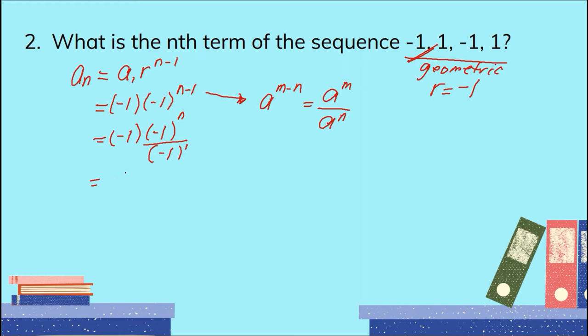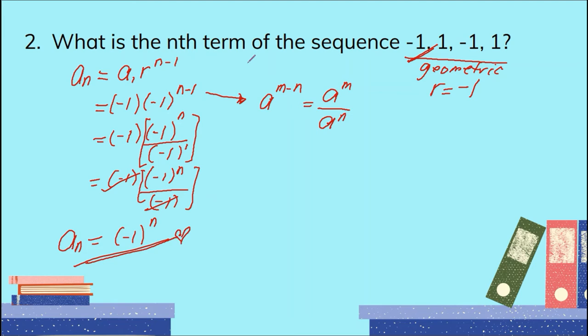Okay? So, meron ka ng negative 1 times, ganyanin natin para hindi kayo nalilito. So, negative 1 times negative 1 to the power of n. So, ano yung negative 1 to the power of 1? Negative 1, right? So, pwede na natin itong matanggal kasi pareho silang negative 1. So, negative 1 divided by negative 1 is positive 1. So, wala na siya. Ang matitira na lang is negative 1 to the power of n, which is our a sub n. So, meron na tayong nth term, which is a sub n is equal to negative 1 to the power of n.